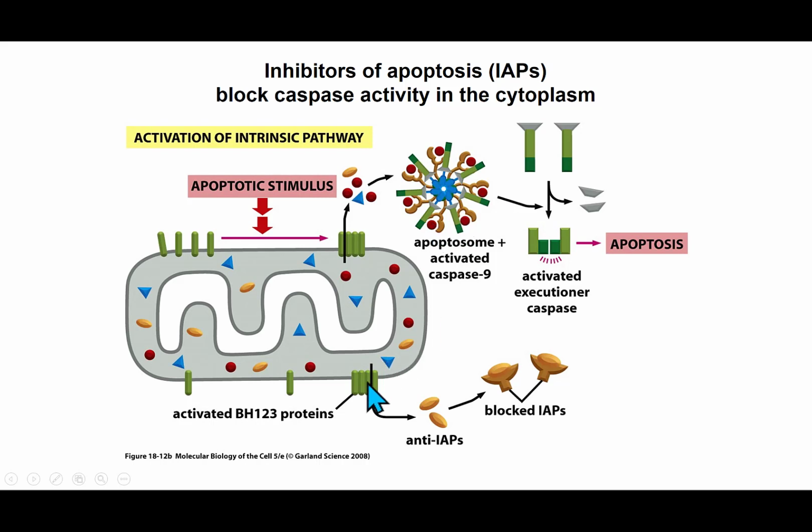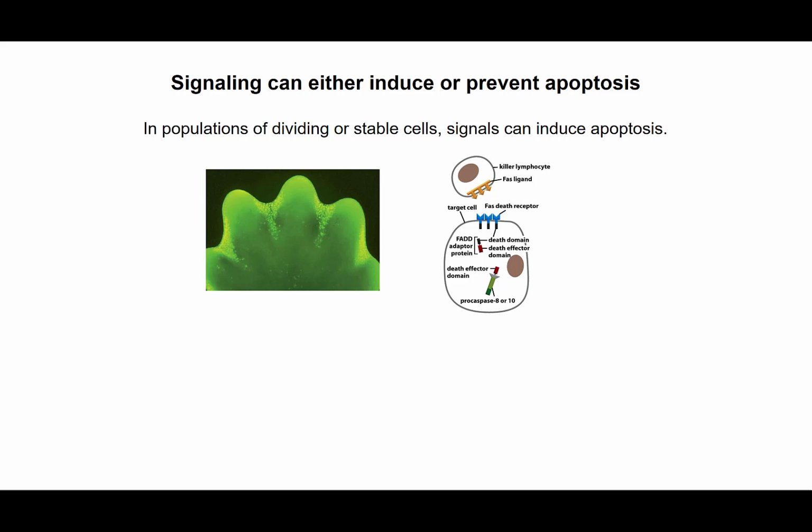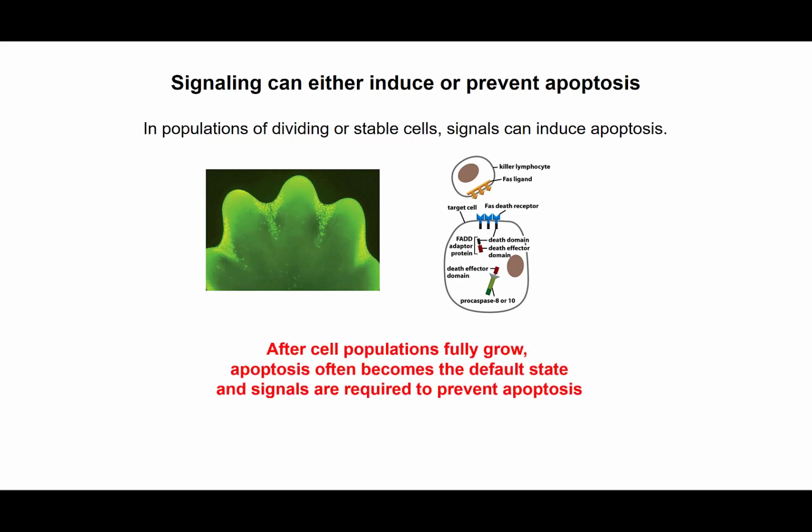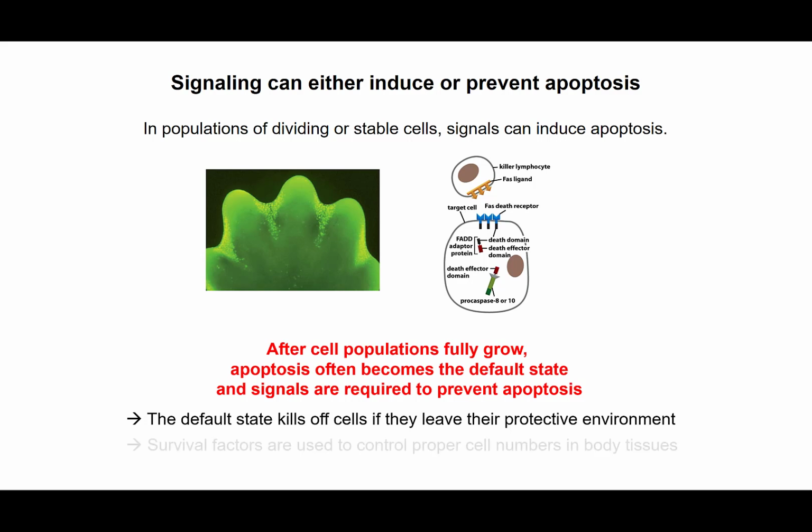And to stop the IAPs, what you have coming out of the intermembrane space are other proteins, including anti-IAPs. So the anti-IAPs block the IAPs, they block the inhibitors of apoptosis. Now apoptosis can occur. Signaling can either induce or prevent apoptosis. In populations of dividing or stable cells, signals can induce apoptosis. After cell populations fully grow, apoptosis often becomes the default state, and signals are required to prevent apoptosis. The default state kills off cells if they leave their protective environment.